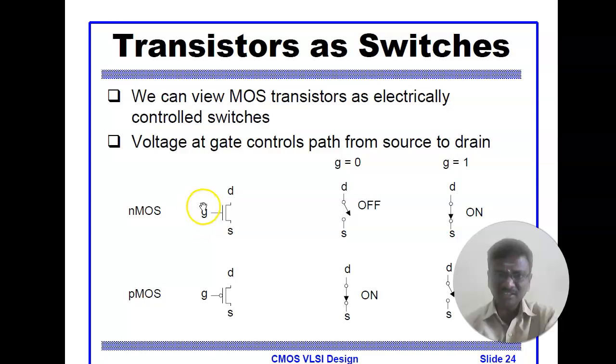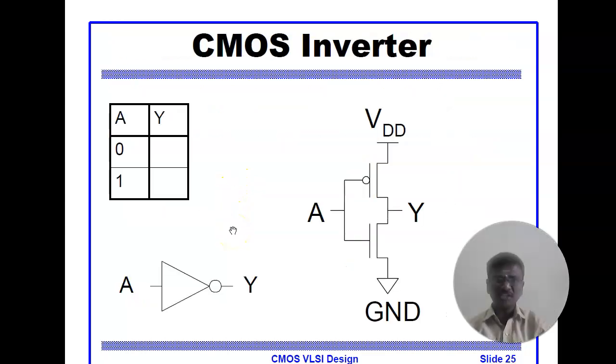The voltage at the gate controls the path from source to drain. That's why it's called a switch, right? The gate controls the current flow between the source and drain. Now we will see what a CMOS inverter is. The inverter is similar to our NOT gate, which consists of a combination of a PMOS transistor and an NMOS transistor, right? So this is the actual construction of the CMOS inverter.